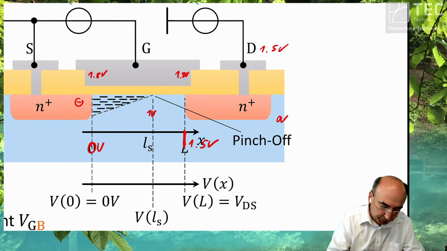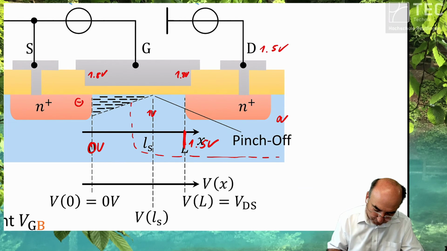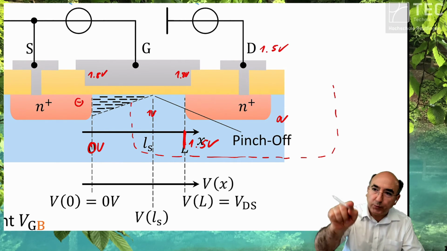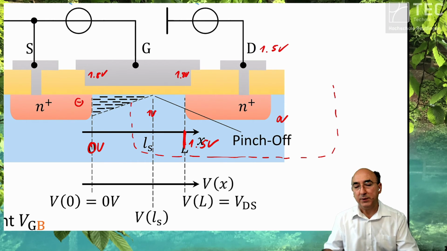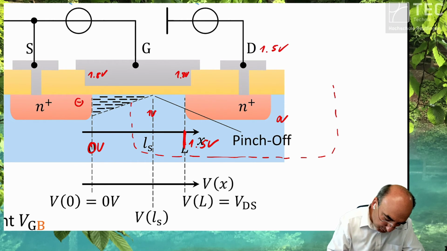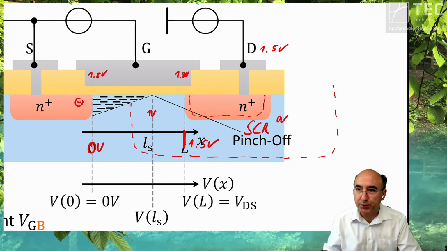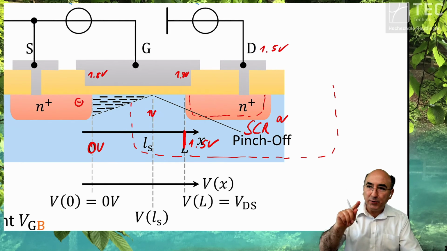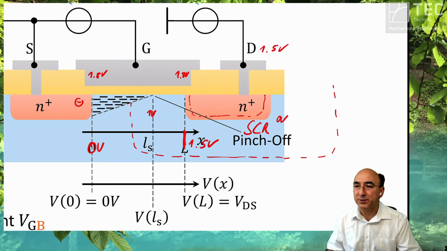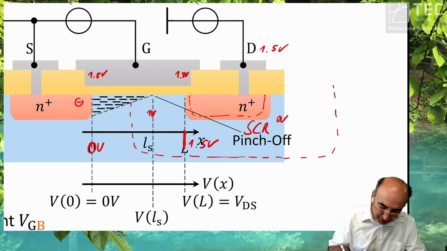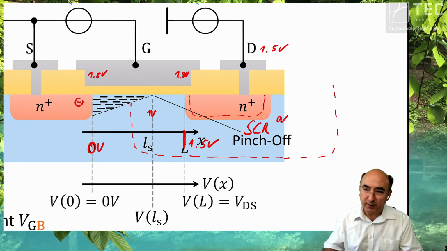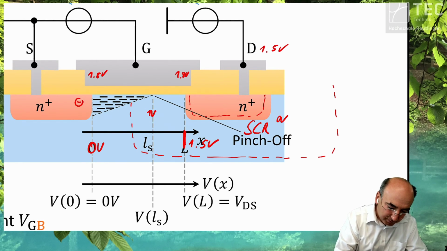It has a space charge region which has penetrated towards the silicon. It is increased. So we have a certain space charge region, certain depletion region. Now it starts to be interesting. In this space charge, the electrical field is this way.